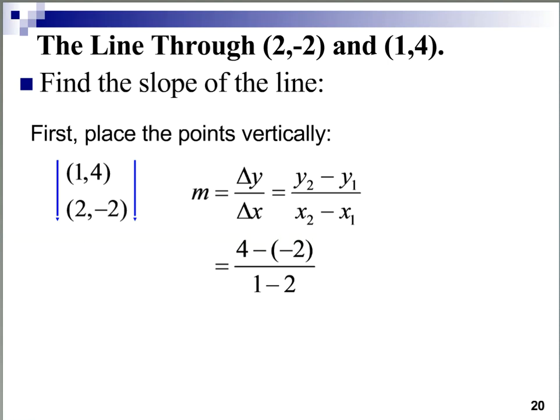Once you have this carefully written out, and I do suggest you write it out until you're used to these kinds of calculations again, then you're just doing arithmetic. 4 minus a -2 is +6, 1 minus 2 is -1, and so this corresponds to a slope of -6. We can also think of this as -6 over 1, which tells me that for every +1 that I move in the x direction, I have to move 6 units down, due to the negative sign, in the y direction.